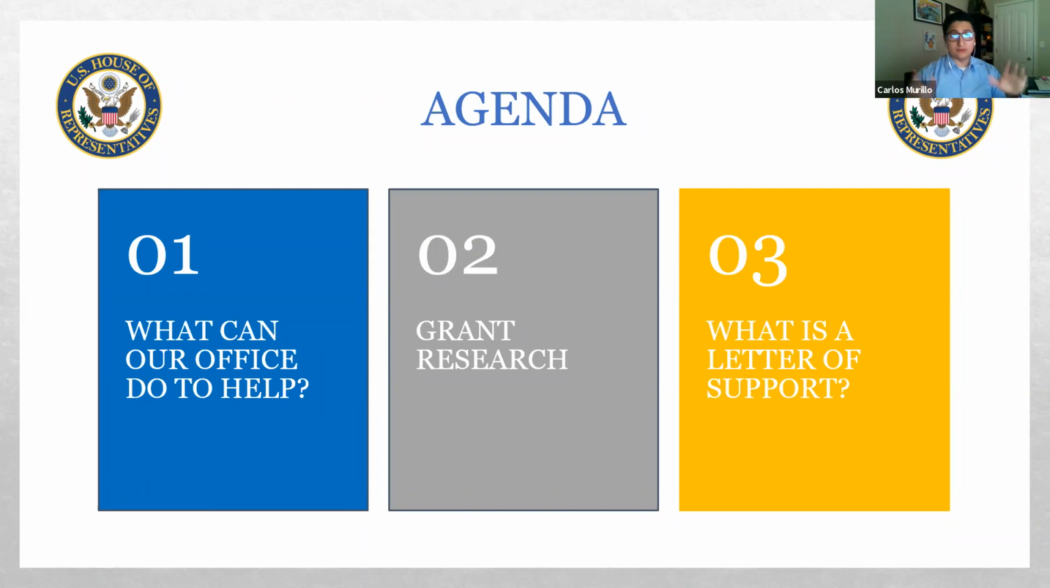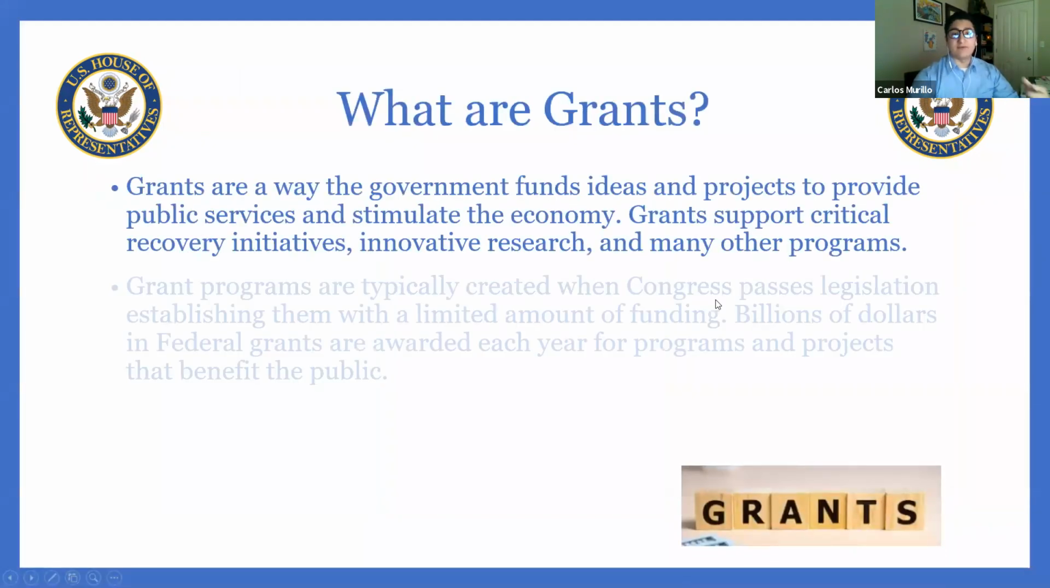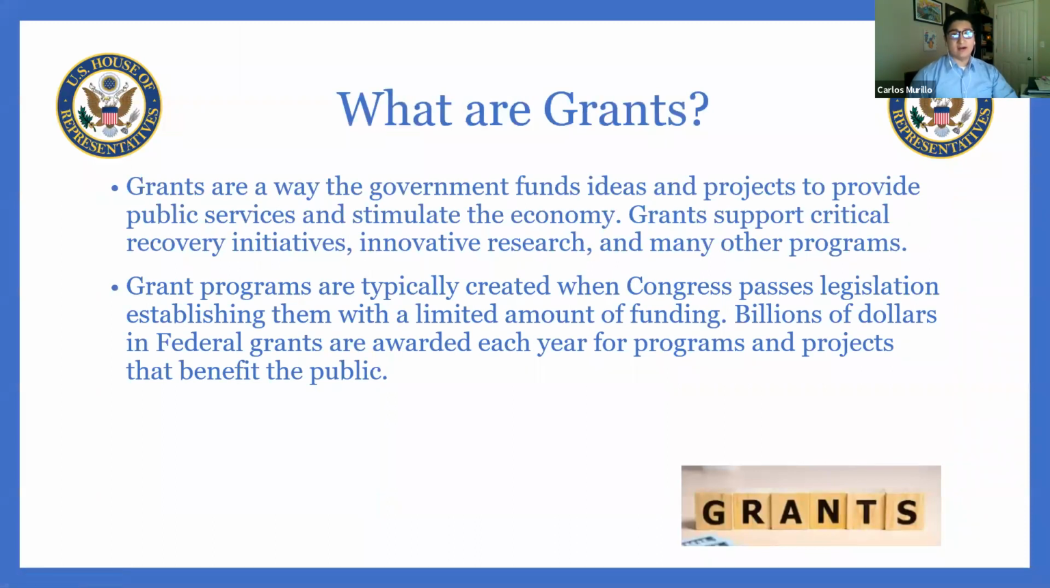If I go a little too fast or if you need me to repeat something, please type that in the Q&A. Grants are the way a government funds ideas and projects. They're typically funded through Congress, and like Judy had mentioned, it's discretionary funding, so it's not every year. Sometimes they're 3 to 5 year programs, and every agency develops their programs very differently, like NIH versus the Office of Justice Programs at the Department of Justice.